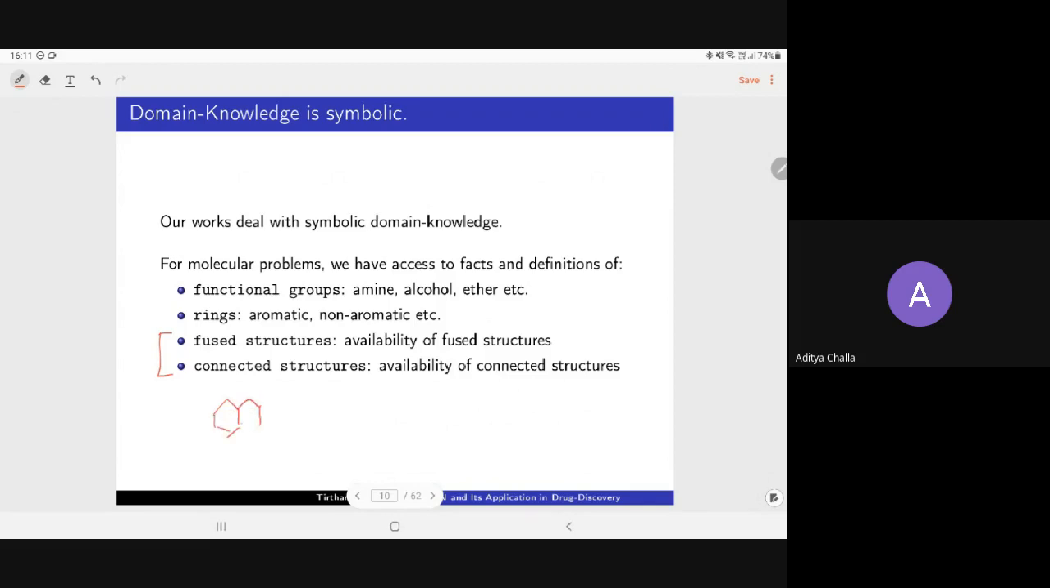Two benzene rings, these are fused because they have two common atoms between them. This is a connected structure.